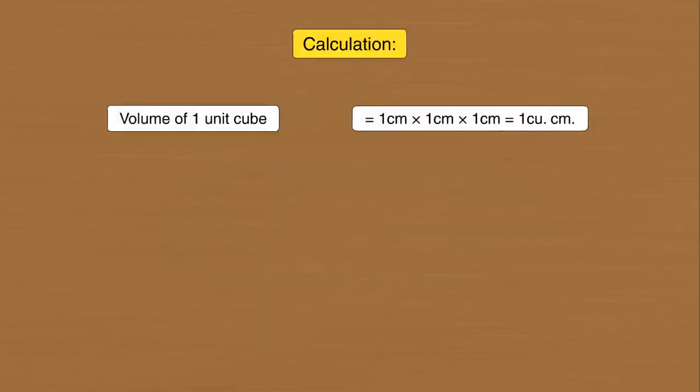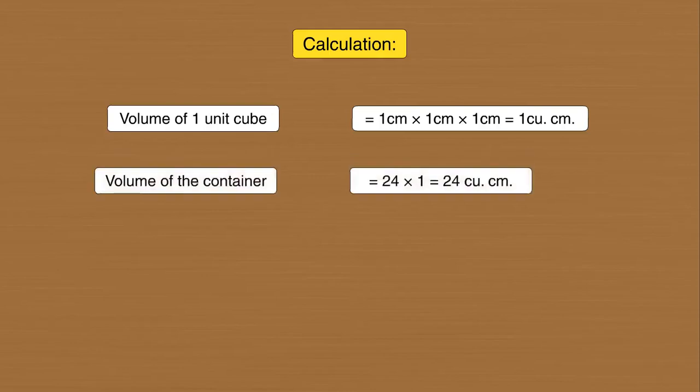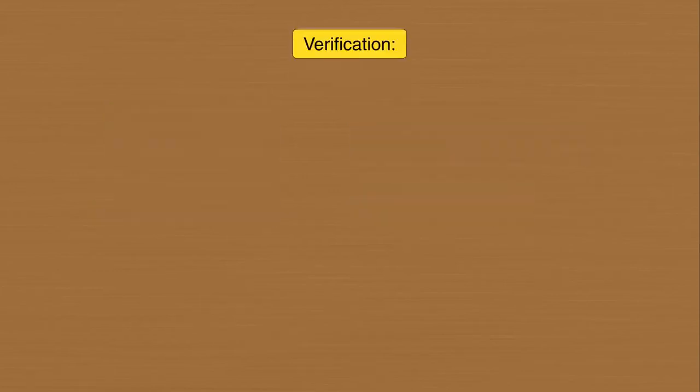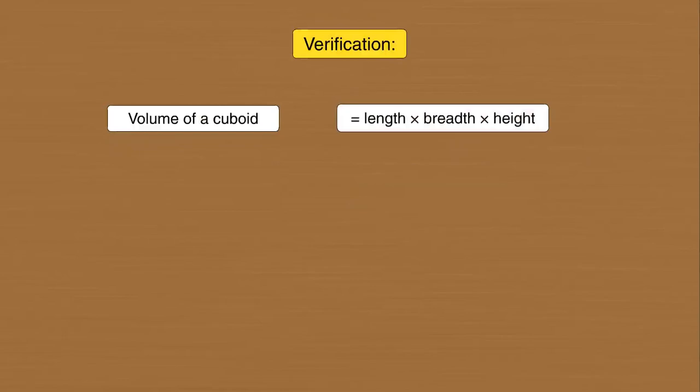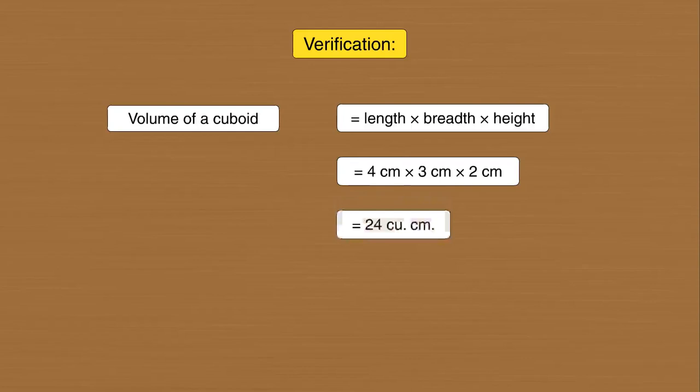Calculation: volume of 1 unit cube = 1 cm × 1 cm × 1 cm = 1 cubic centimeter. Volume of the container = 24 × 1 = 24 cubic centimeter. Verification: volume of a cuboid = length × breadth × height = 4 cm × 3 cm × 2 cm = 24 cubic centimeter.